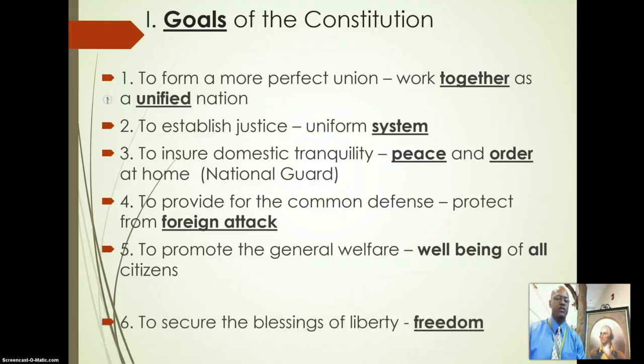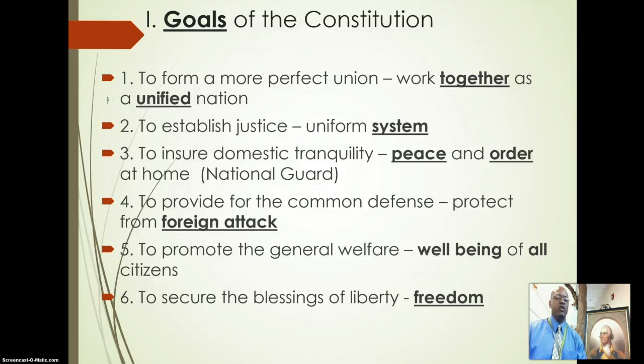And then I want to look at securing the blessings of liberty, basically securing the freedoms that we're going to look at later on when we look at the Bill of Rights that each citizen is allowed. And even as we move forward in our later units and study the Civil War, we'll see how the freedoms for all Americans start to unfold.